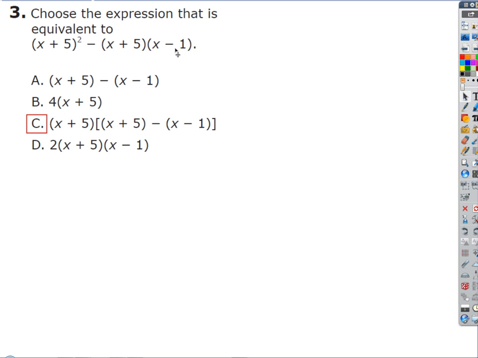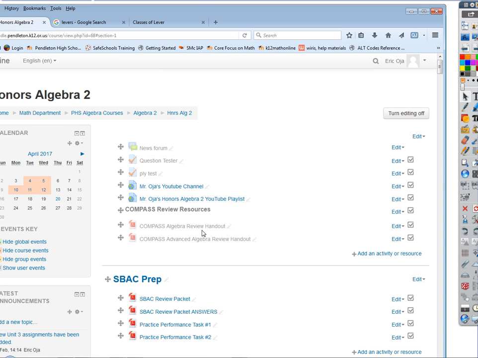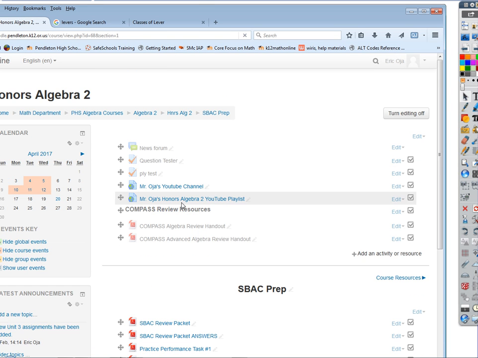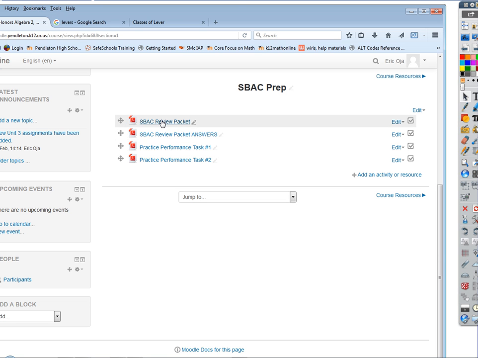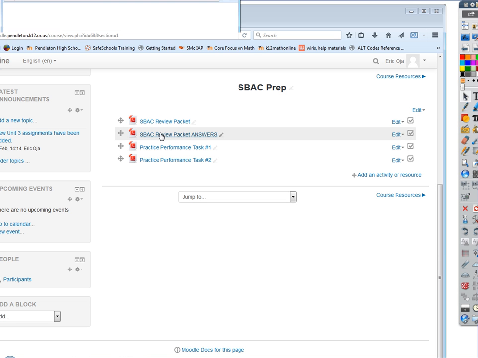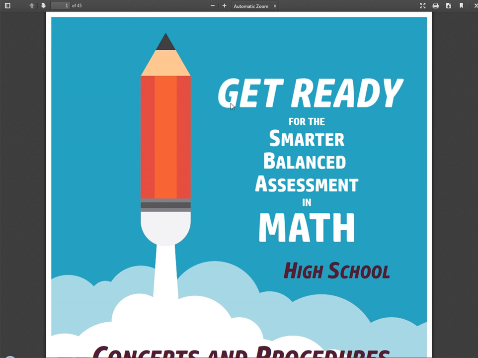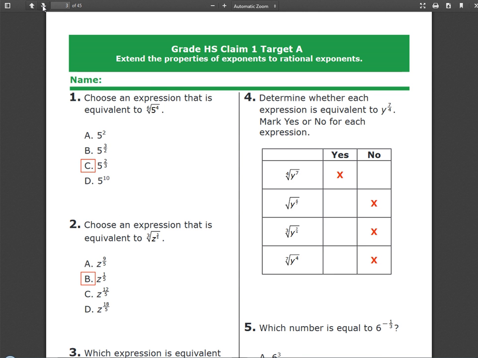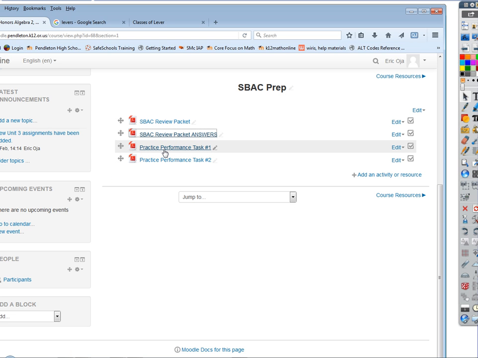Oh, and the other thing I should tell you, on Moodle, I've added a section called SBAC Prep up here at the top. If you pull this up, it's got the review packet, which is the yellow thing you've got. It's got the answers to it. It goes through each of them and gives you the answers. Does this talk about matrix? No, no matrices. And then I also included some performance tasks. We'll go through one of those on Monday. But if you want to take a look at those too, part of the test is you have to do a performance task.